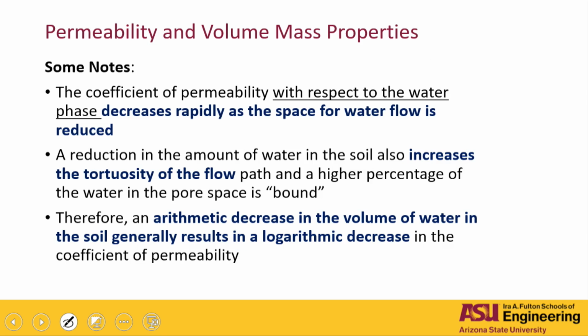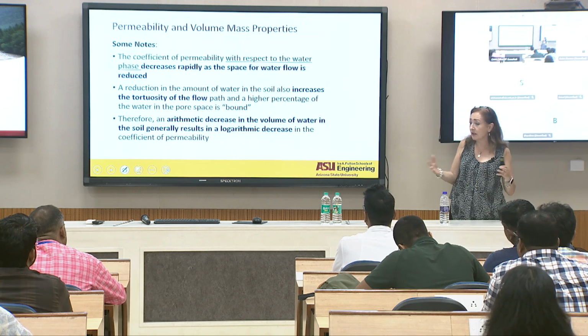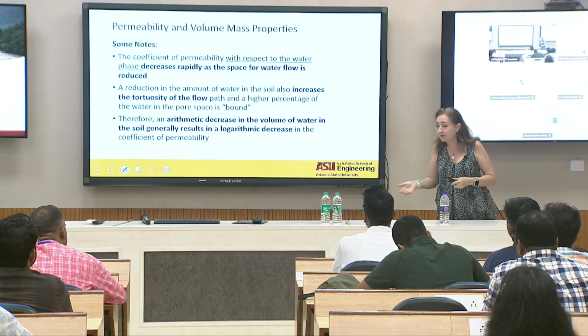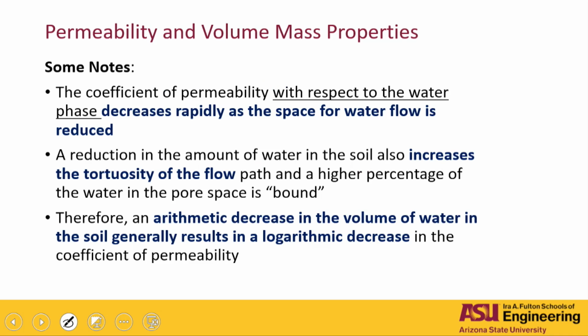Okay. So, some notes about this. The coefficient of permeability with respect to the water phase, and I always remark on this because there is another coefficient of permeability for the vapor phase, right? There is another one for other phases, whatever you have. You have a contaminant, for example. Okay. So it will decrease very rapidly as the space of the water flow is reduced. So if your void ratio is reduced, this one is going to rapidly decrease.